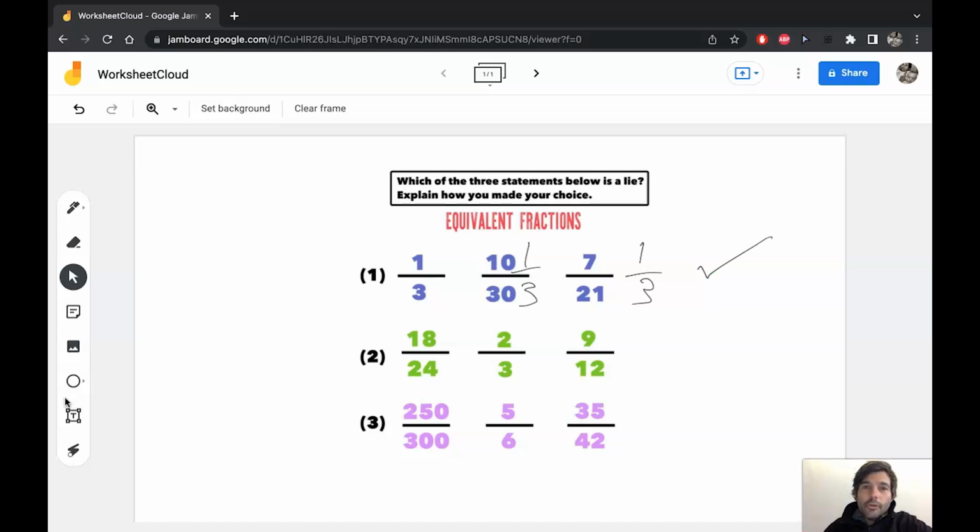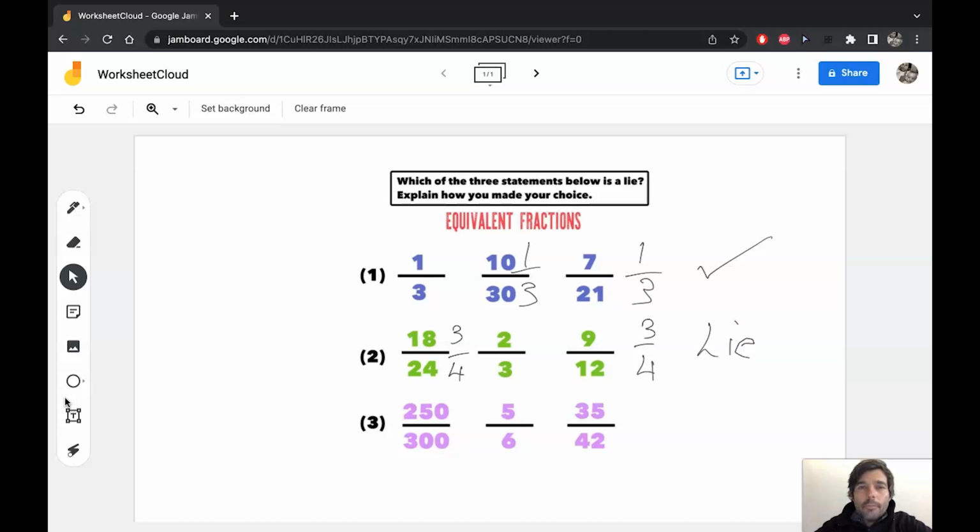Statement number 2, let's try to simplify. I'm looking for the highest common factor that goes into 18 and 24. I know that 6 goes into 18 3 times, and 6 goes into 24 4 times. If I look at 2/3, it's already in its simplest form. 9 over 12, I know that 3 goes into 9 3 times, and 3 goes into 12 4 times. So there we have a little problem. We've got 3/4, 2/3, and 3/4, which means they are not all equivalent. So here is your lie, and I've just proven to you why.